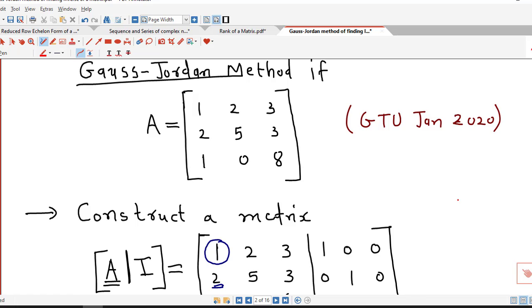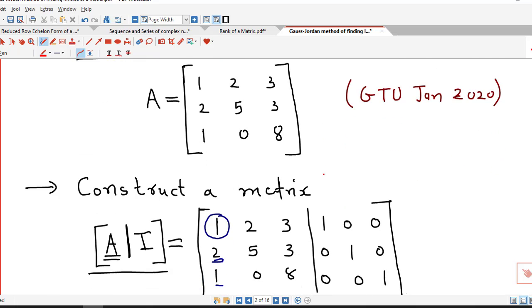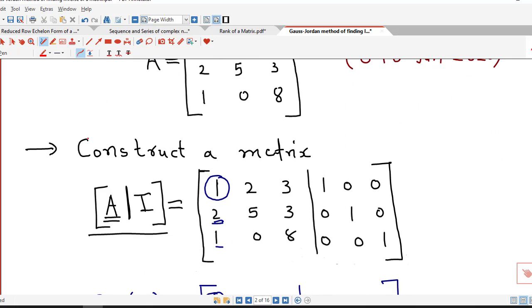We again discuss the steps of the method. These steps will remain the same for each matrix. We start by constructing a new matrix. We construct the new matrix in this way: capital A partitioned with the identity matrix. The order of the identity matrix is the same as the order of the given matrix. Here the given matrix is of order 3, so we have written the identity matrix of order 3.